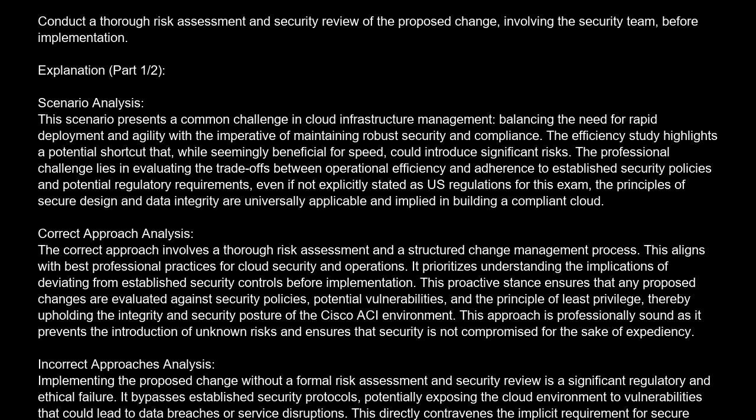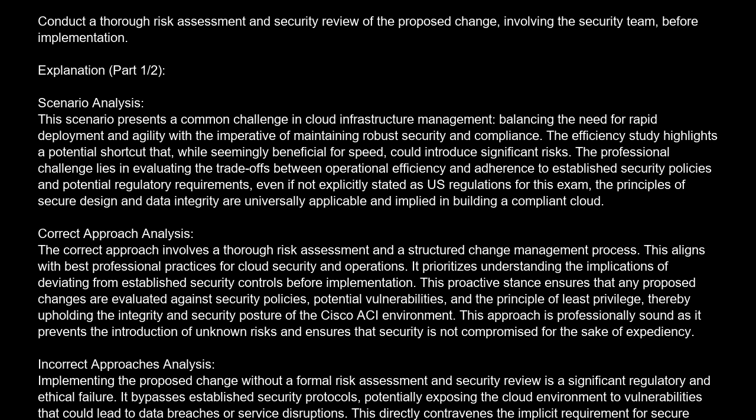The efficiency study highlights a potential shortcut that, while seemingly beneficial for speed, could introduce significant risks. The professional challenge lies in evaluating the trade-offs between operational efficiency and adherence to established security policies and potential regulatory requirements. Even if not explicitly stated as U.S. regulations for this exam, the principles of secure design and data integrity are universally applicable and implied in building a compliant cloud. Correct approach analysis.